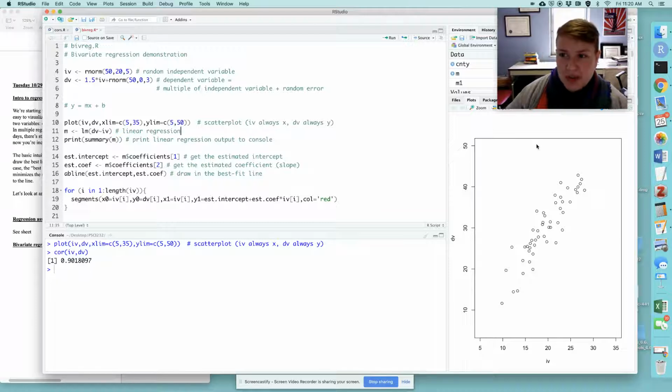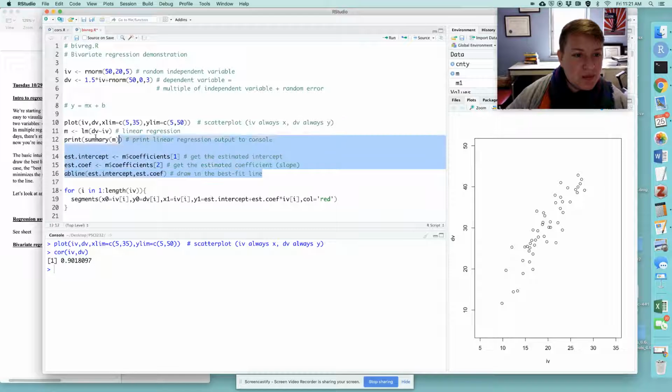We're going to find the estimated intercept. Every linear model produces an estimated intercept and an estimated slope, or coefficient, for every independent variable. In this case, we've only got one independent variable, so the estimated intercept is M$coefficients[1], just trust me. Then we're going to add that line. abline is a function that draws a straight line given an intercept and a slope. So let's do all of that.